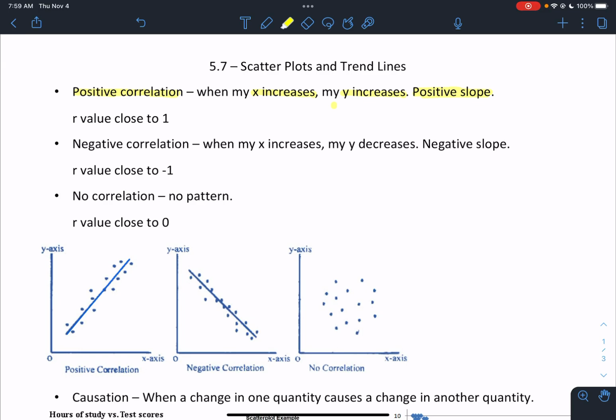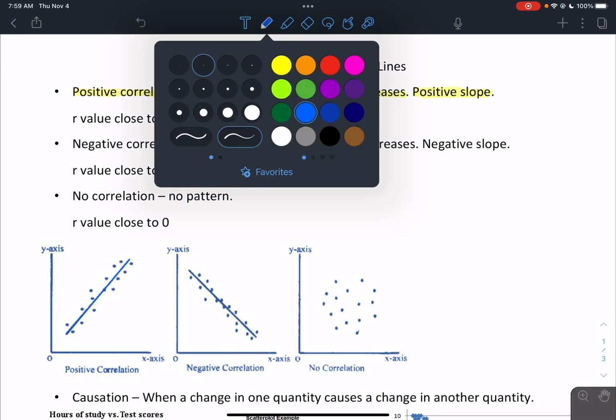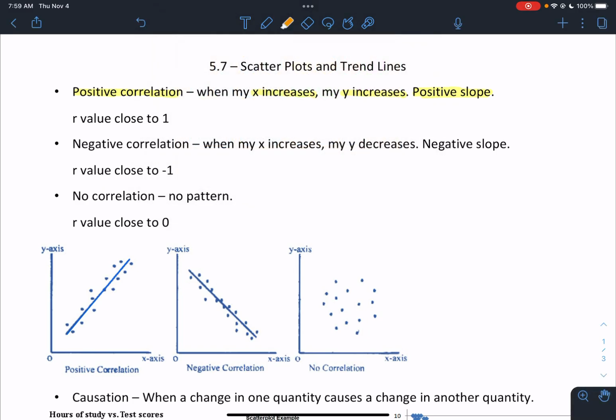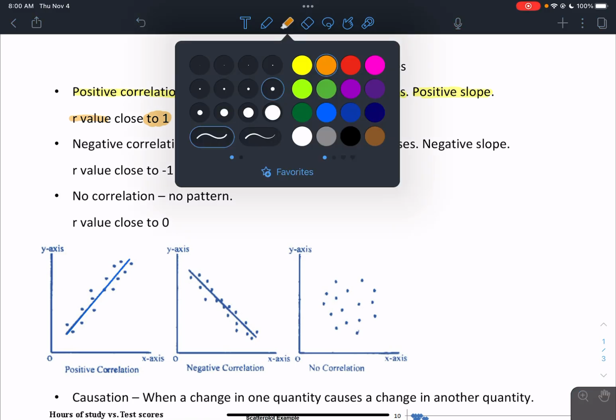And what we'll actually get into here is finding an R value. That just shows how tight the correlation is, how clustered the ordered pairs are, and it'll also tell us whether it's positive or negative. So when we have an R value that's close to 1, that's going to be a positive correlation. The second one, again, same kind of thing.